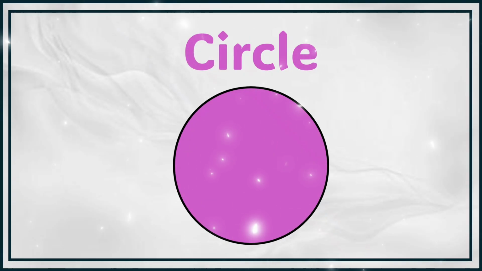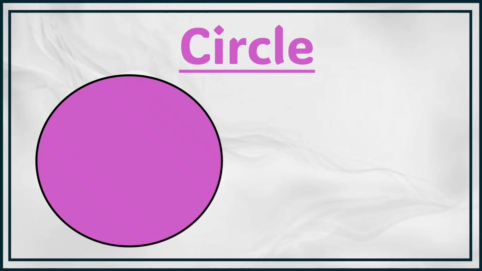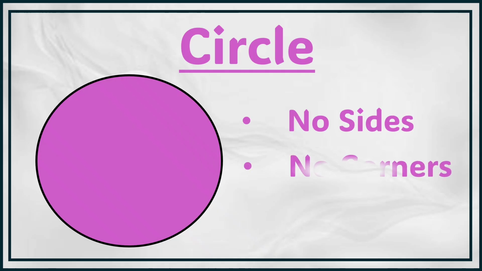Circle. A circle has no sides and no corners. A circle is a round shape. It is perfectly curved all the way around.